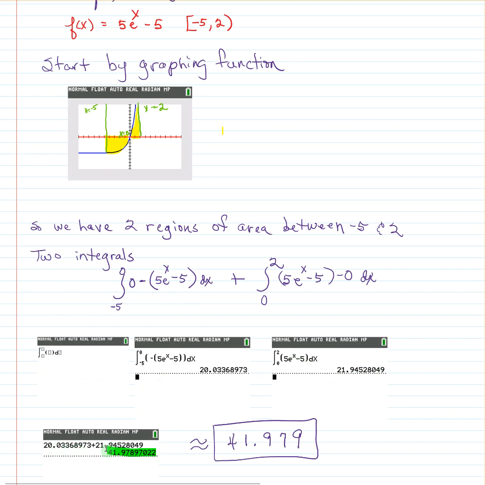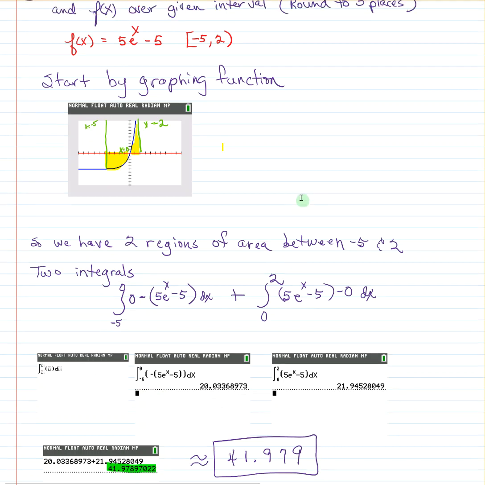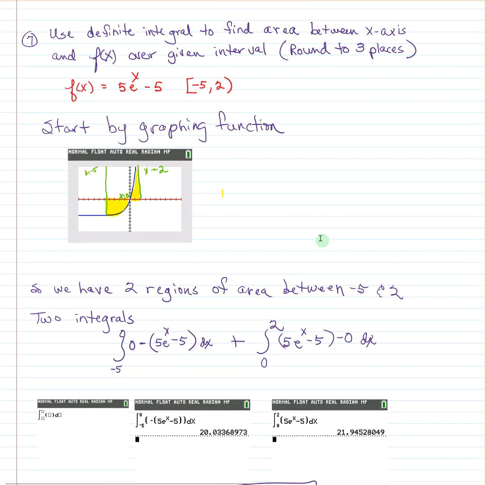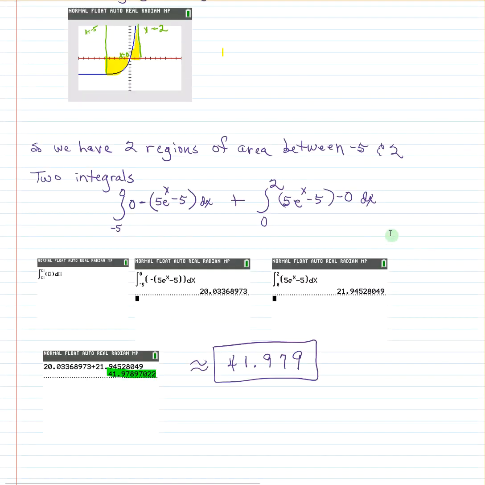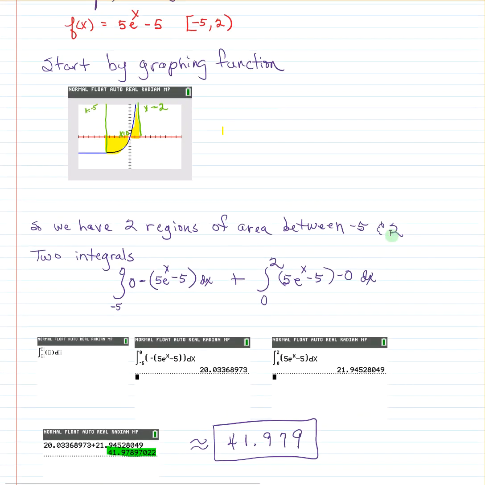I'm adding both of those numbers, and we got 41.97897022. The question, I believe, says round to 3 places, so 41.97, that will round up to a 9. So those aren't too difficult when you're using the Math 9.